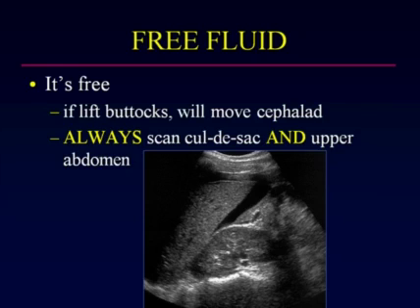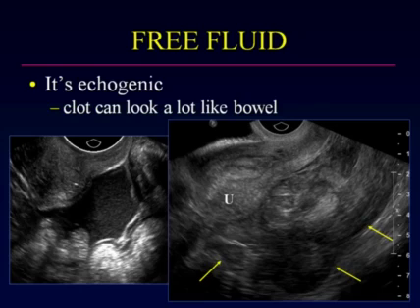So it is very important to not just scan the cul-de-sac, but also to look in the upper abdomen around Morrison's pouch for free fluid. So in this case, you see fluid outlining the liver and between the liver and the kidney. And not only, again, does this help you identify the fluid that you might no longer see in the pelvis, but it also helps you quantitate the fluid, because if there's enough fluid that you can see it in the upper abdomen, it usually means there's been a fair amount of bleeding in the pelvis, and that patient may not be stable for long. The other thing is that this fluid is hemoperitoneum, so it is echogenic.